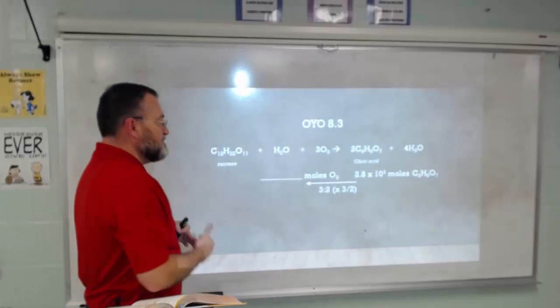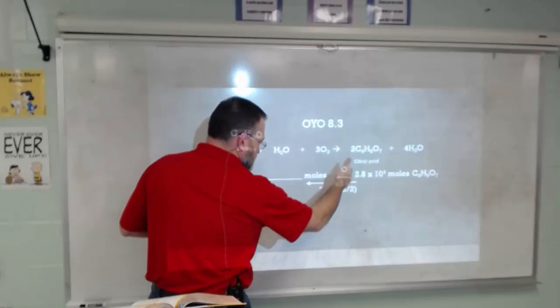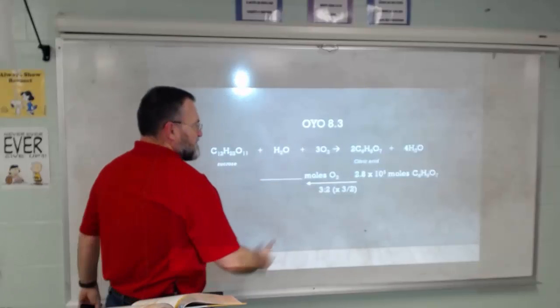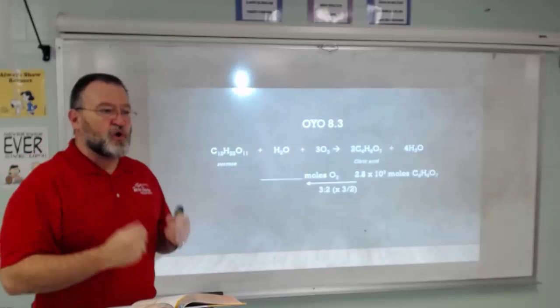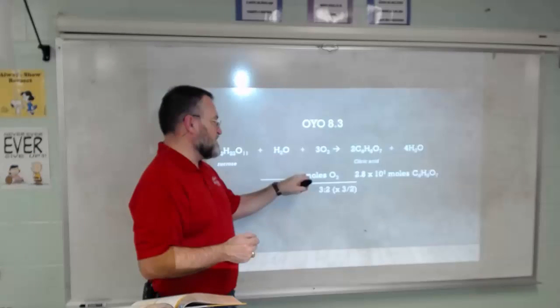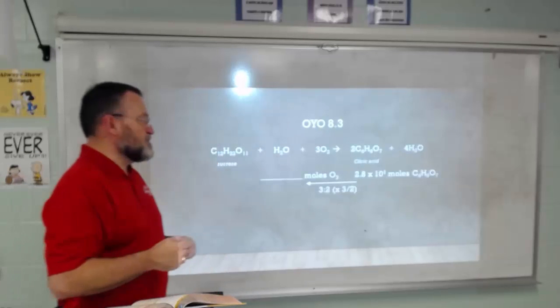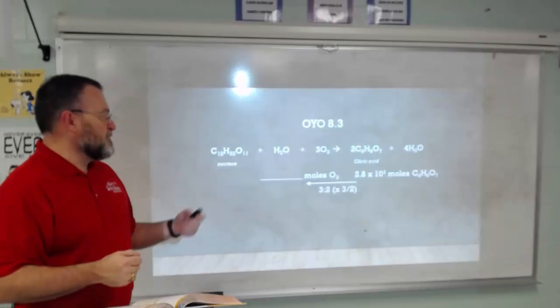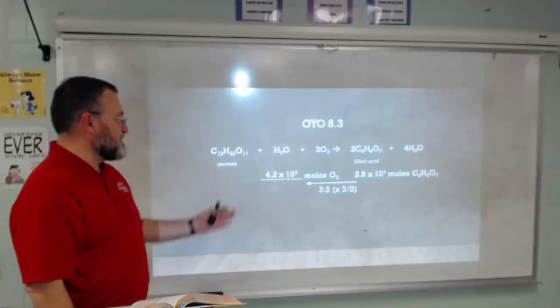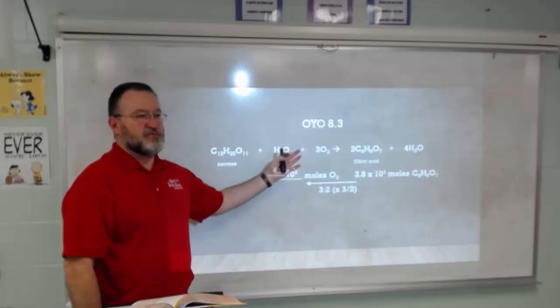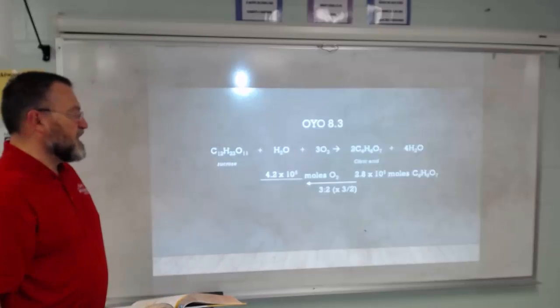So the relationship here is a 3-to-2 relationship. And then as we're moving from right to left, we hit the 2 first, it goes into the denominator, and so our multiple is going to be 3/2, or a 1.5 multiple. We need 1.5 times as much oxygen as we want to produce in citric acid. When we multiply 2.8 times 10 to the fifth by 1.5, it produces a result of 4.2 times 10 to the fifth moles of oxygen gas.